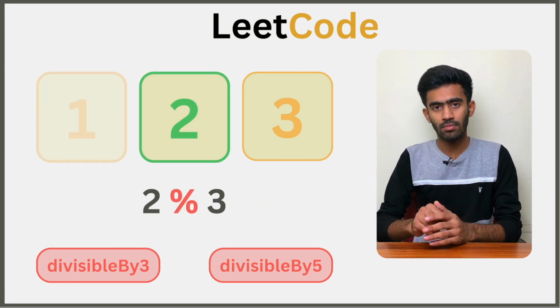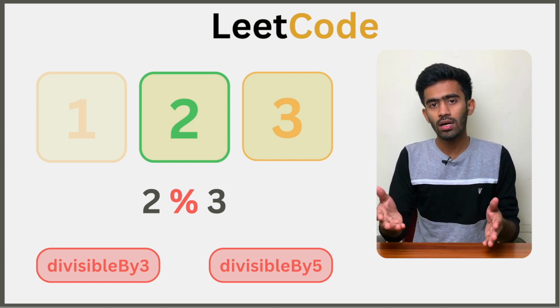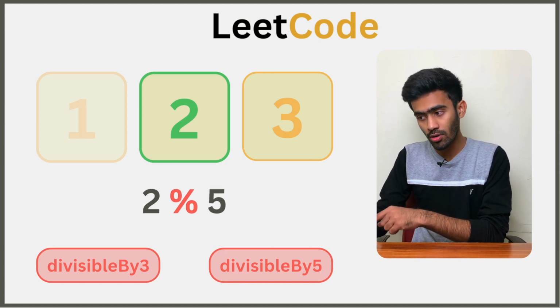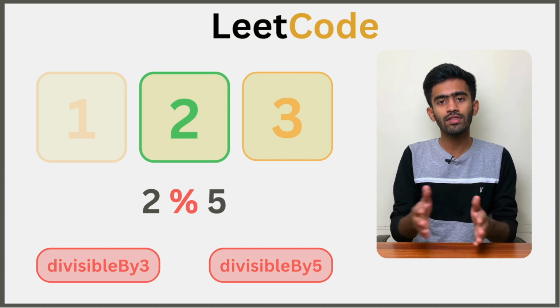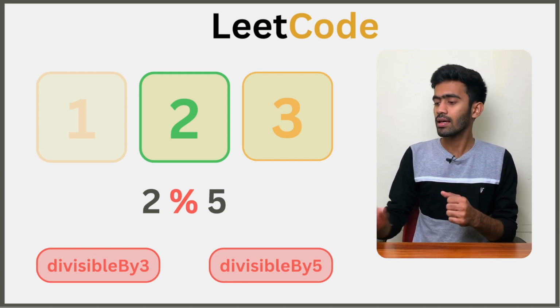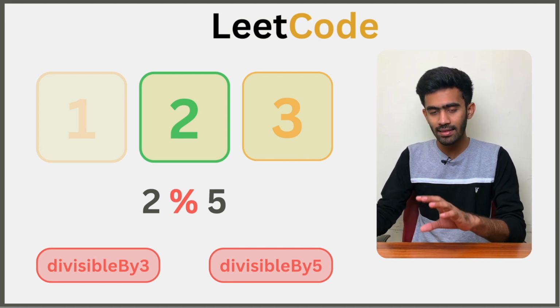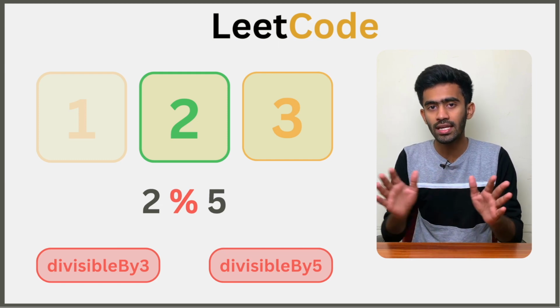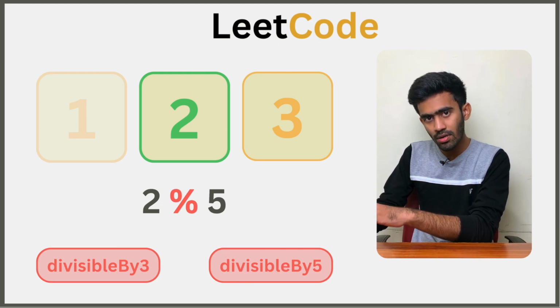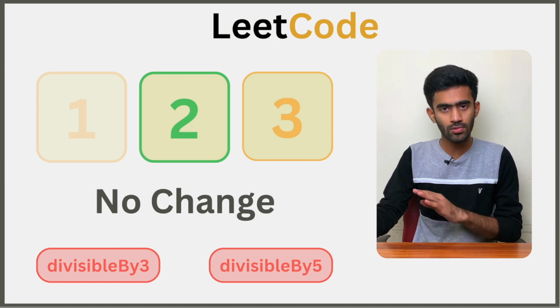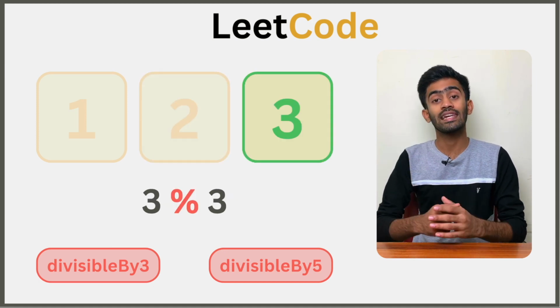Moving on to the next number. Similarly, 2 is not divisible by 3 nor by 5 because both of these remainders are not 0. In that case, we will add the number itself, so there is no change in the answer array. Moving on to the last one.